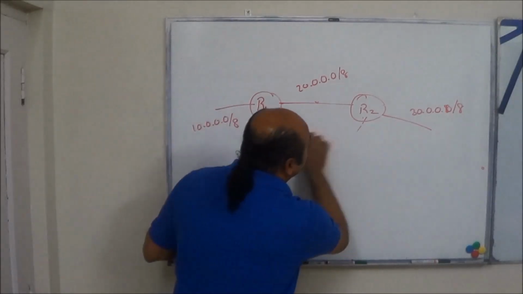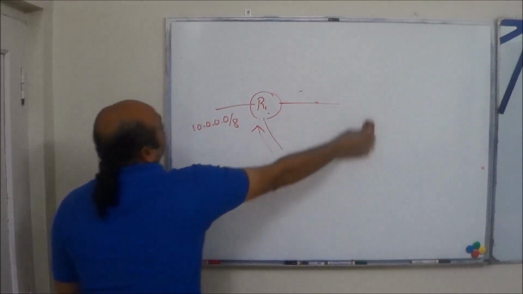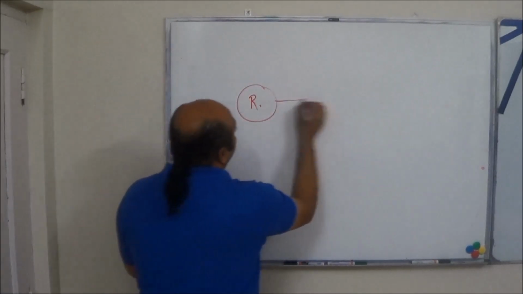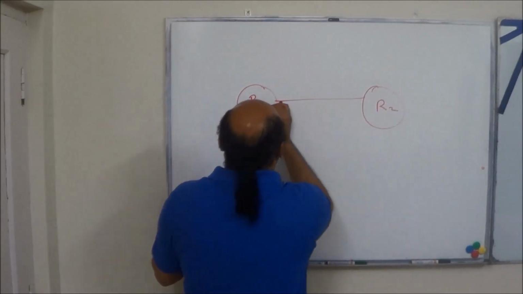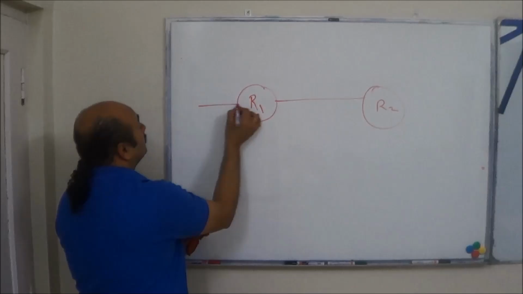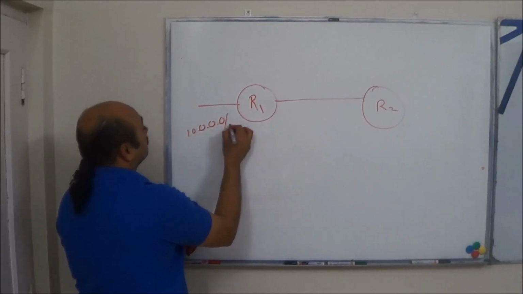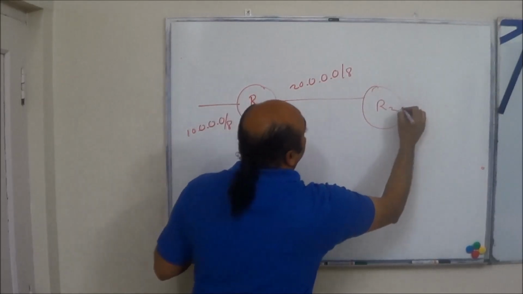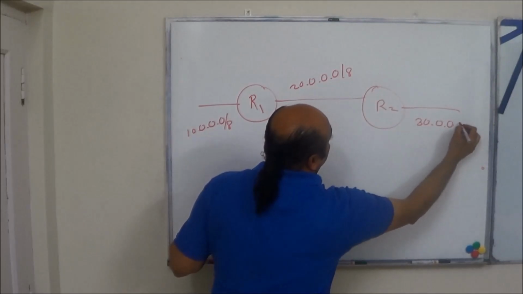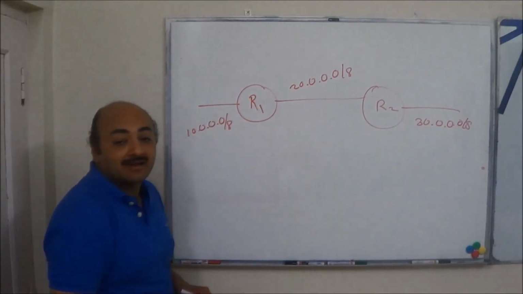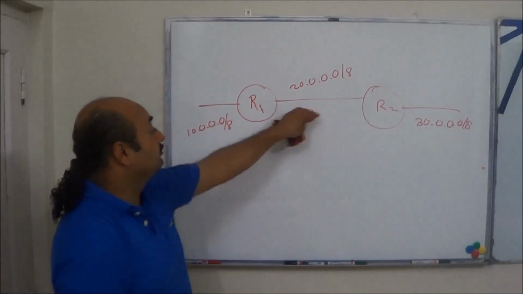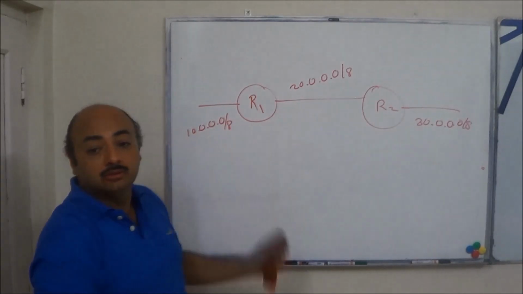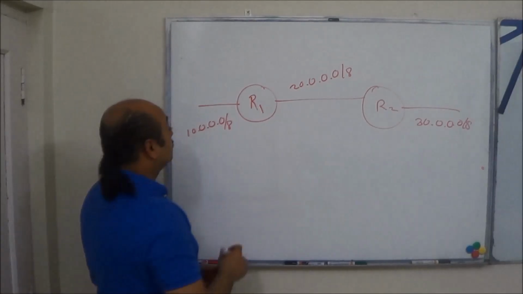Alright, before that, let's go again to this one. R1, R2. So what networks does R1 know by default? Two networks. R2? 20 and 30. R1 doesn't know 30 and R2 doesn't know 10. So for that we use RIP.